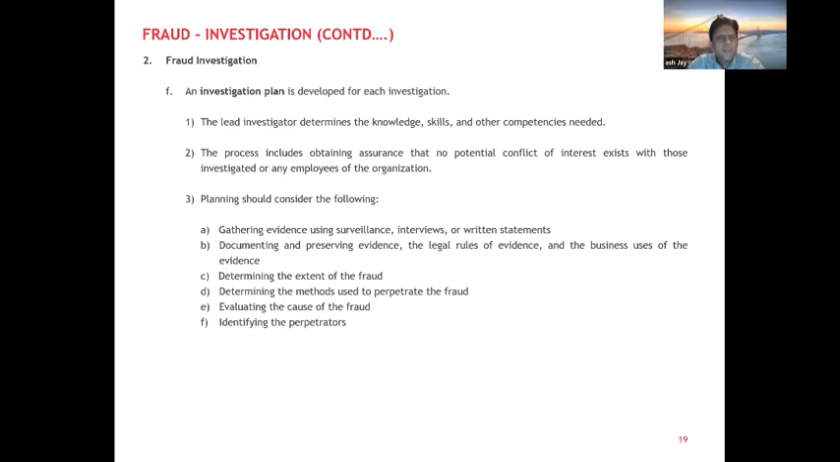6:30. So I think last time we discussed fraud, the definition of fraud, the fraud triangle, symptoms of fraud, and red flags related to fraud. So today we have to talk about, to a certain extent, how fraud investigation is carried out. You can call it a fraud investigation or a forensic audit.